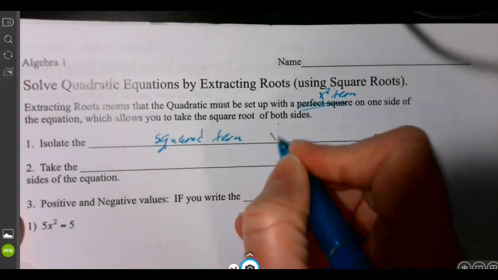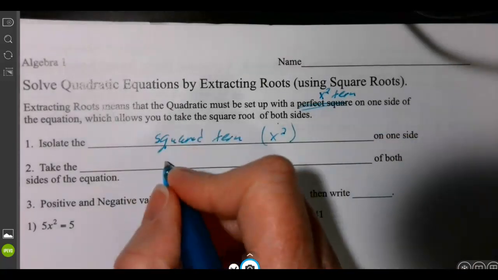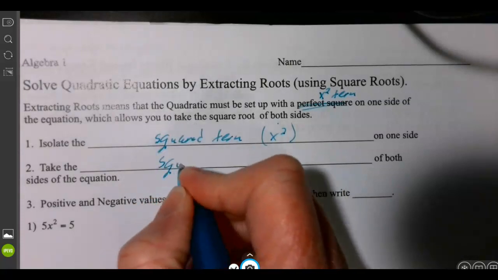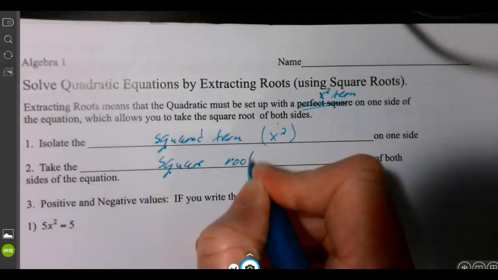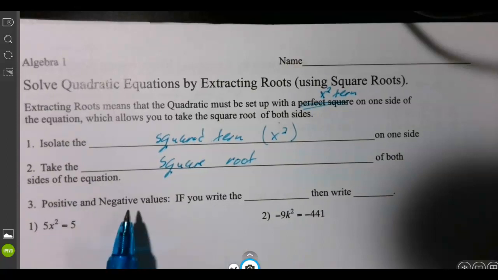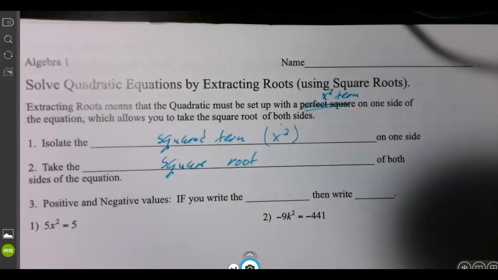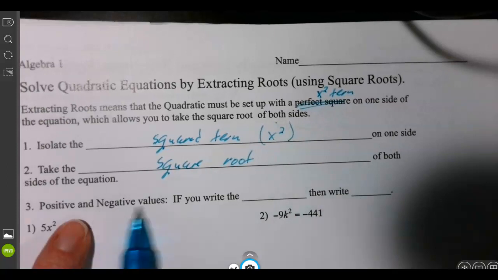So in other words, x squared, or y squared, but we have to get that square term all by itself. And then we're going to take the square root of both sides of the equation. And then what we have to realize is that we're going to get two answers. Just think about it: if I have a squared, I'm going to come up with two answers. If I have a cubed, I'm going to come up with three answers. So depending on what the exponent is, that tells us how many roots, our answers, we're going to come up with. So there are positive and negative values.